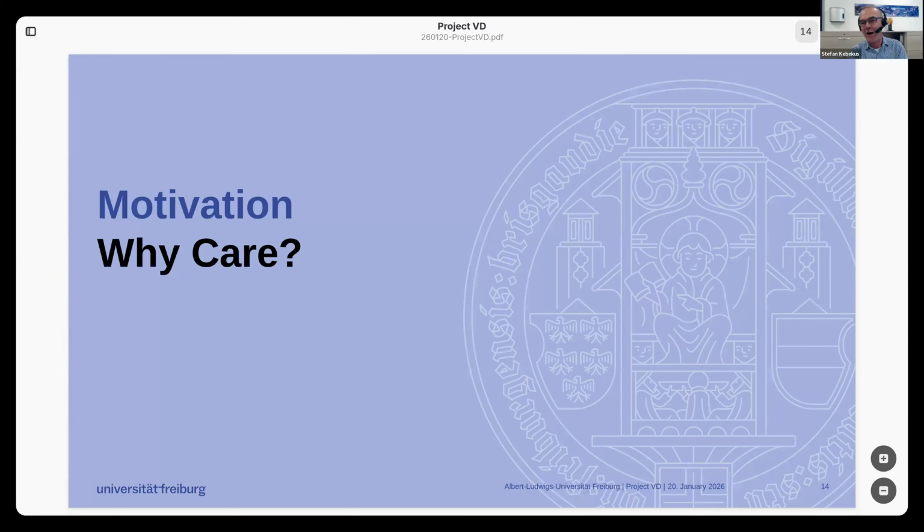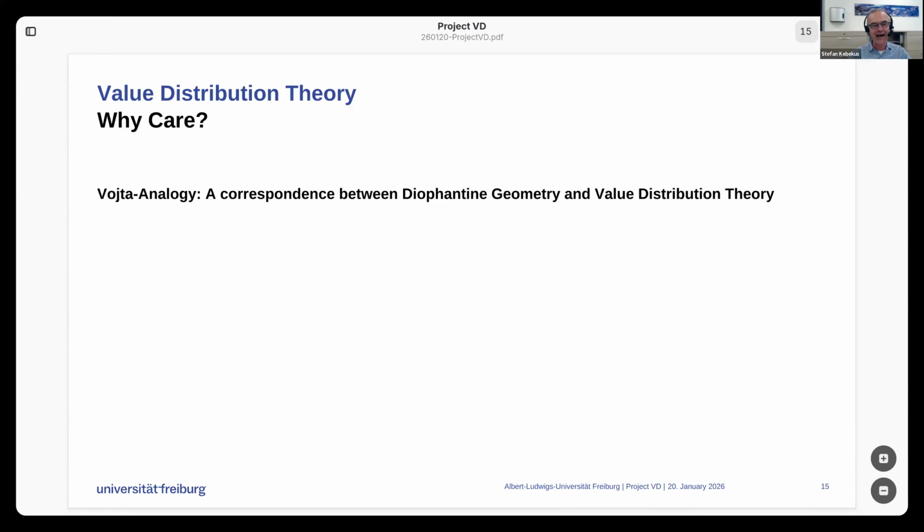But besides, why does anybody care about a theory that has seen its prime days in the 1890s, which is almost 150 years from now? And the answer is, well, it got a bit out of style until Paul Vojta developed a very striking analogy between Diophantine geometry, which studies rational points in solution sets of polynomial equations and systems of polynomial equations.